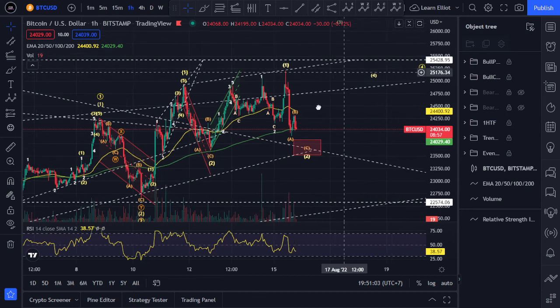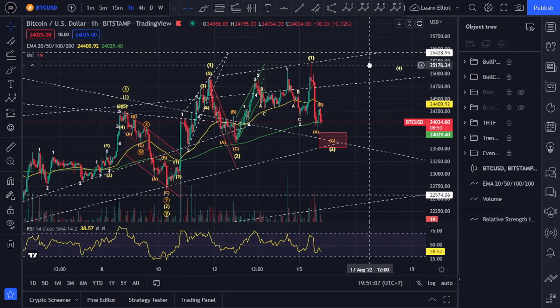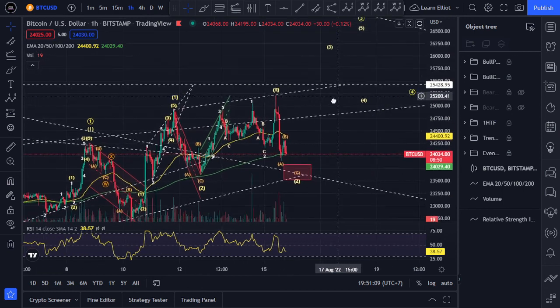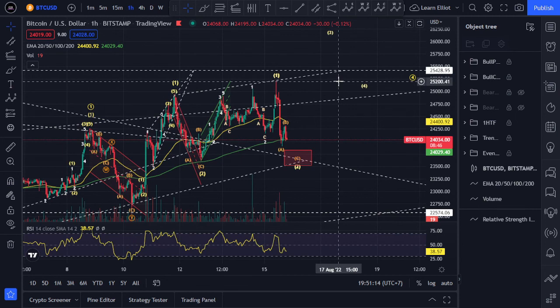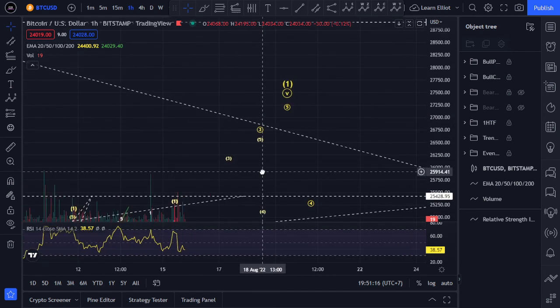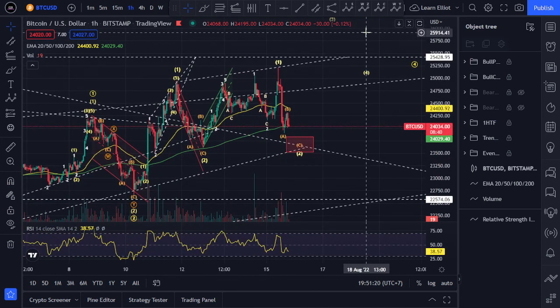and complete our target. But yeah, by looking at this chart, I can tell that there's something missing with this impulsive move up. We still have many waves to complete, so it's not going down. That's what I'm hoping. That's what I'm expecting. So yeah.